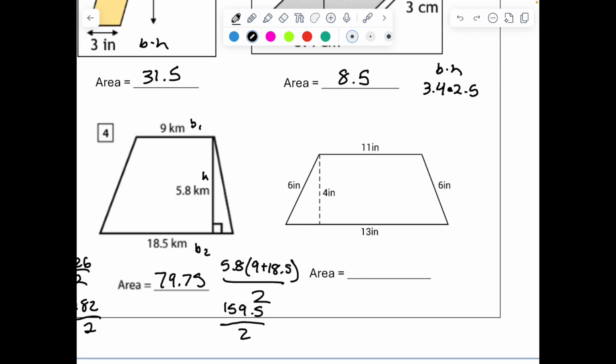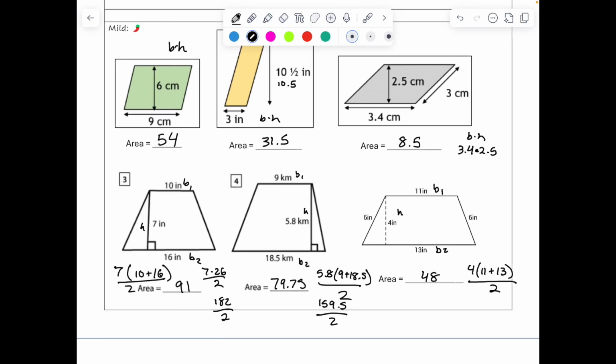And then one more trapezoid here. We've got a height of 4, base 1, base 2. So 4 times 11 plus 13 divided by 2. This is going to get us 48.